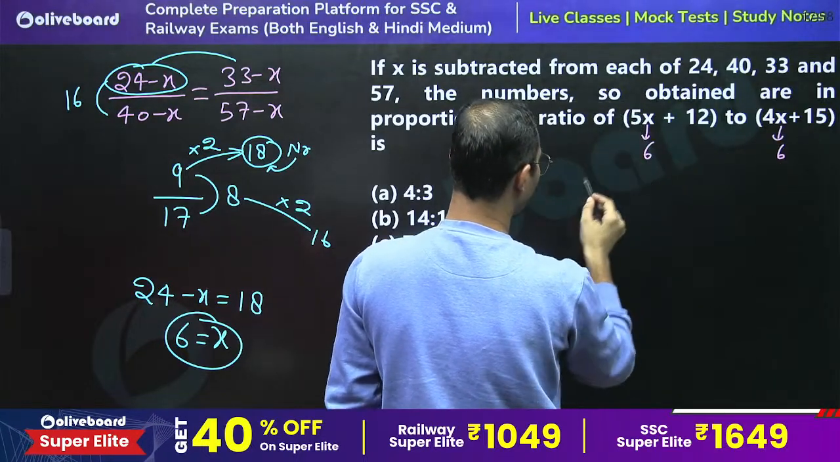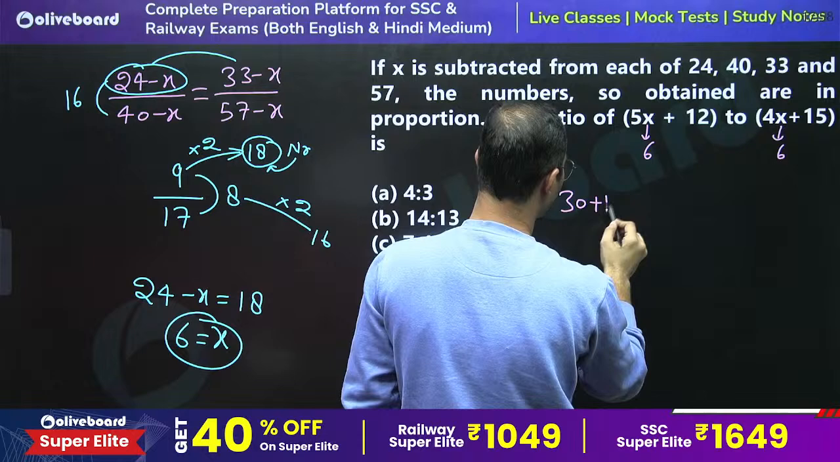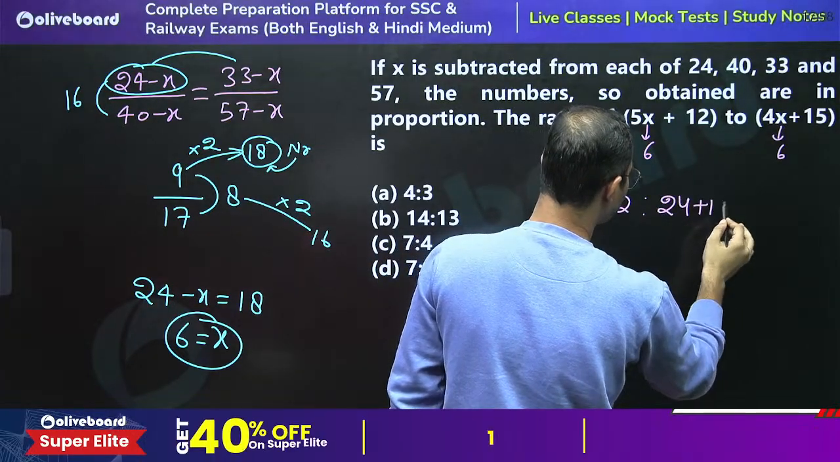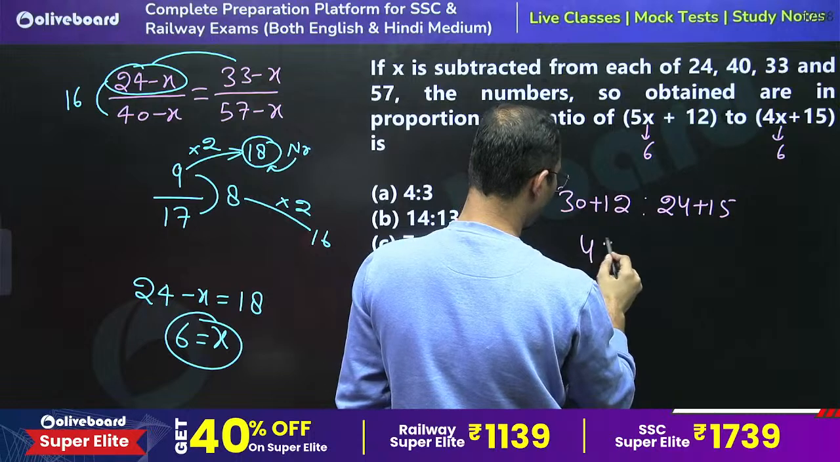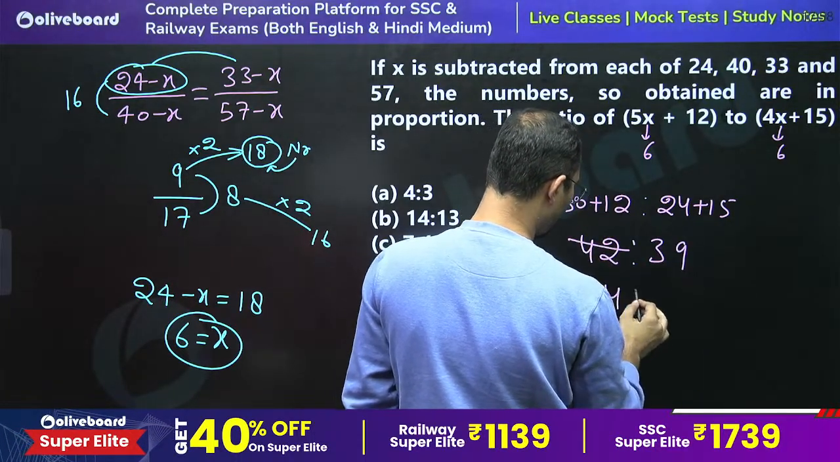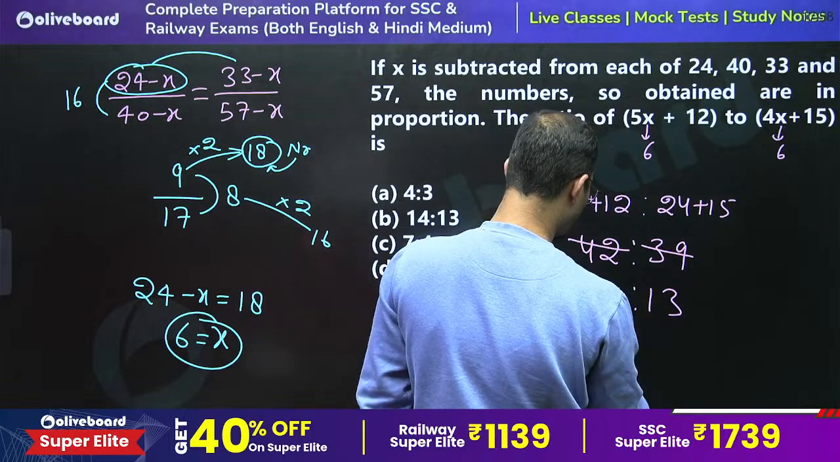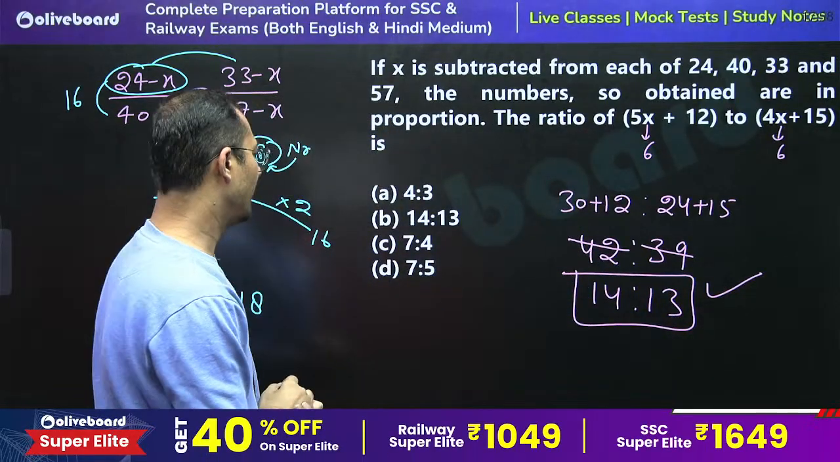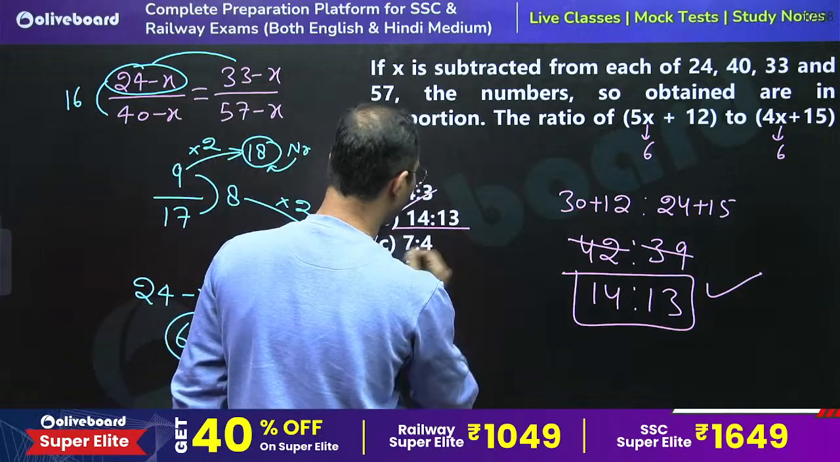So we can say that 30 plus 12 is to 24 plus 15, right? So 42 is to 39. So by 3 it is 14 times, and by 3 it is 13 times. So 14 is to 13 is the right answer. So option B is the right answer.